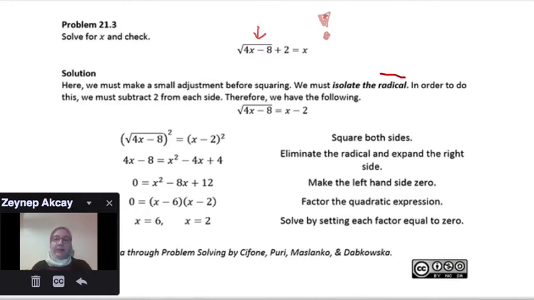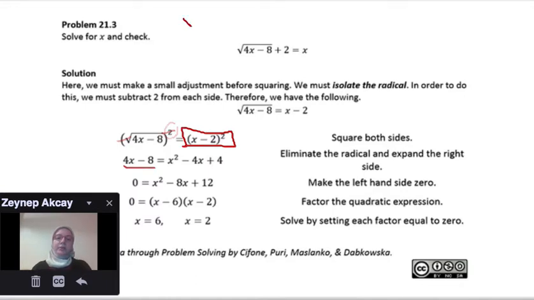So we start by isolating the radical by subtracting 2 from both sides of the equation. So we get 4x minus 8 inside the radical on the left side, and on the right side we get x minus 2. Now, once we have the radical isolated, we can square both sides. So when we square both sides, on the left the square root and the square cancel out. So we get 4x minus 8 on the left. And on the right side, we get the square of x minus 2.